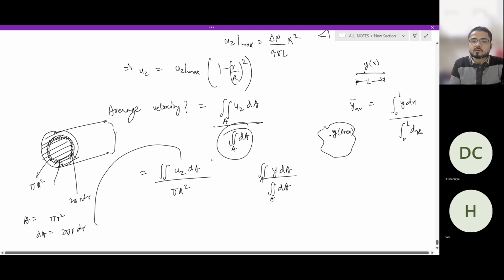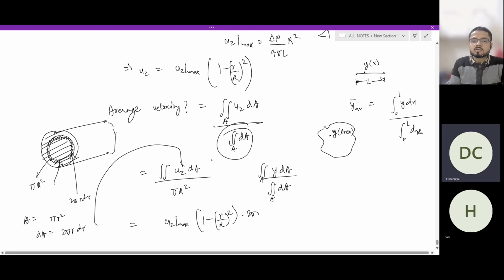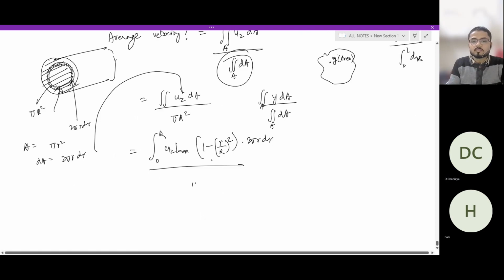Now plug this value right here. This would become Uz max times (1 minus r over R) squared times 2 pi r dr, integrated from 0 to R, divided by pi R squared. Now note, you could also take a quick look right here. There are two surface integrals here, and this is converted into one because we use this type of transformation.